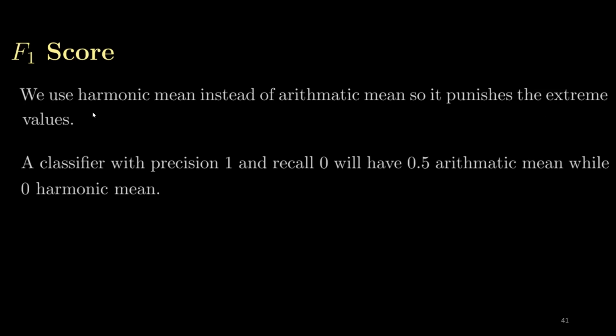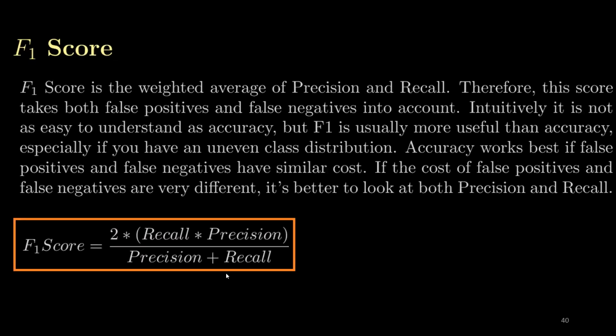Now, in F1 score, we are using the harmonic mean, so it punishes the extreme values more. The thing is, a classifier with precision 1 and recall 0 will have 0.5 arithmetic mean, while 0 harmonic mean. So this equation is called the harmonic mean of recall and precision. Now, why is it important? Because if any of the recall or precision is 0, its harmonic mean is 0.